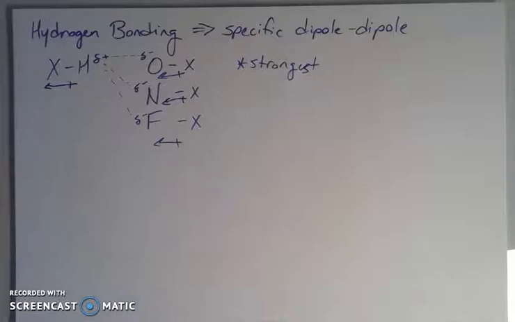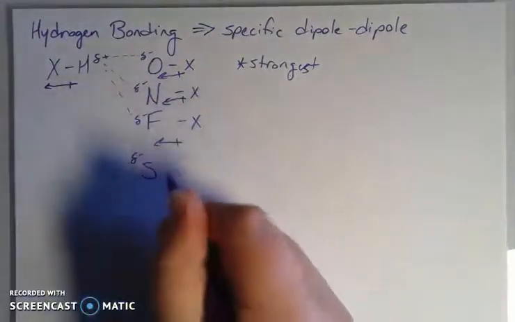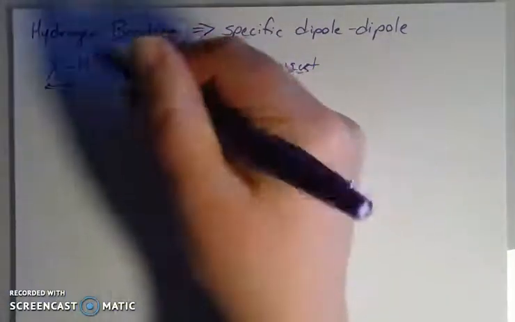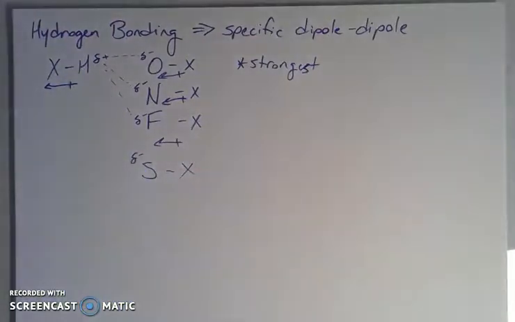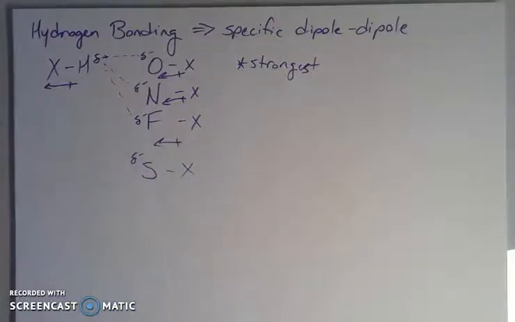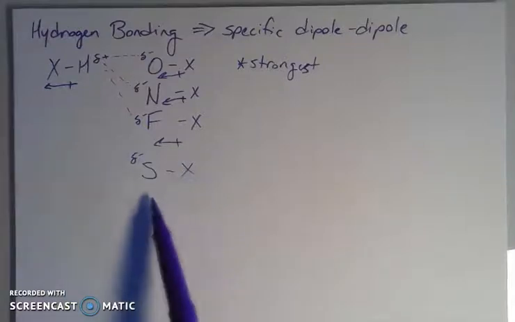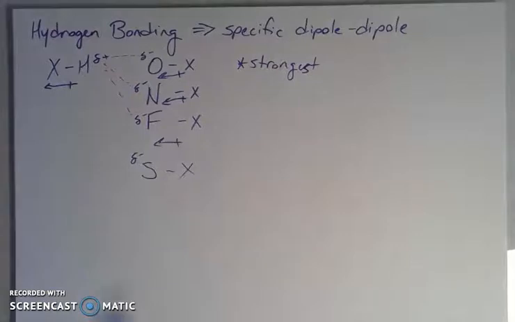Now, in recent years, they've also found that sulfur can do this. In some textbooks this isn't even listed, but there's also potentially hydrogen bonding that has been classified with sulfur-containing compounds as well. This is a little less common. The research is a little newer. So usually it's the oxygen, nitrogen, fluorine, the NOF, or if you wanted to add the sulfur in there, SNOF. Those are your hydrogen bonding options.